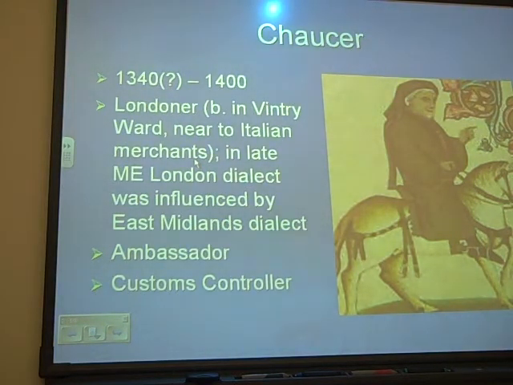Also later on, he became customs controller. Basically, he was in charge of wool. It doesn't sound like the most exciting job in the world, being in charge of wool, but it was. Because you deal with lots of different merchants, and a lot of English income was dependent upon wool, so he'd have to go and make trade deals and things like that.